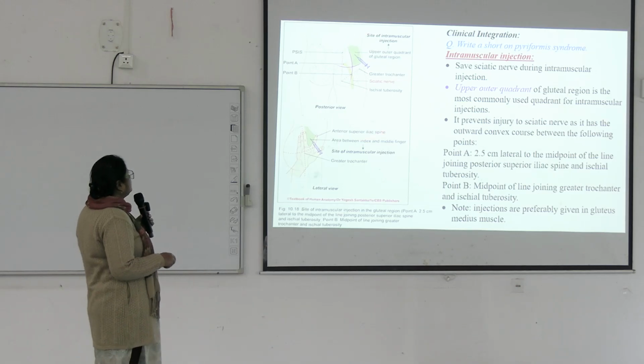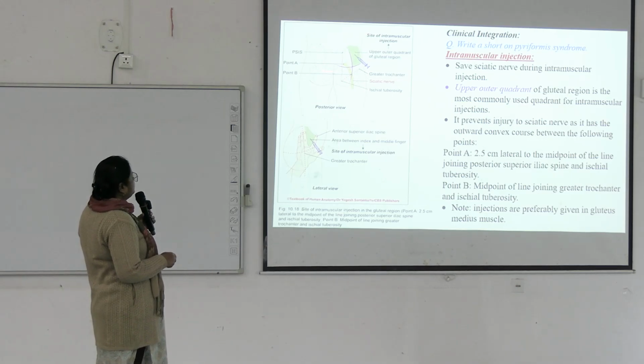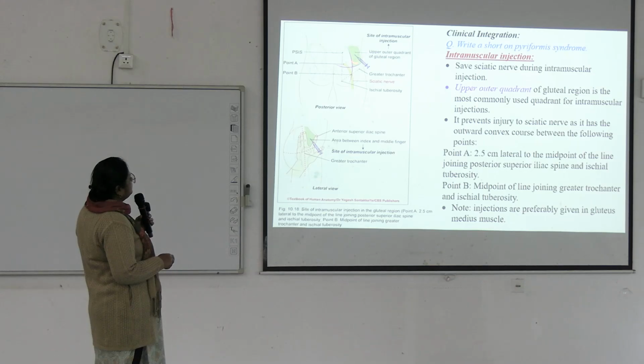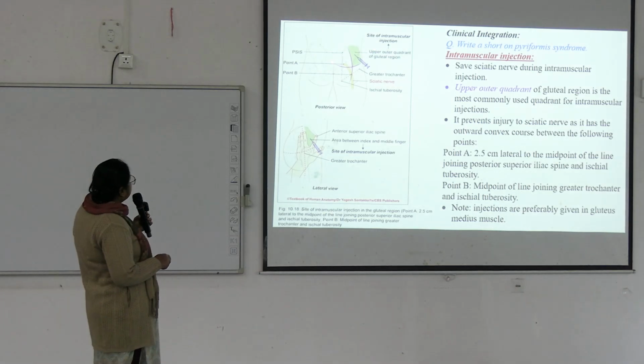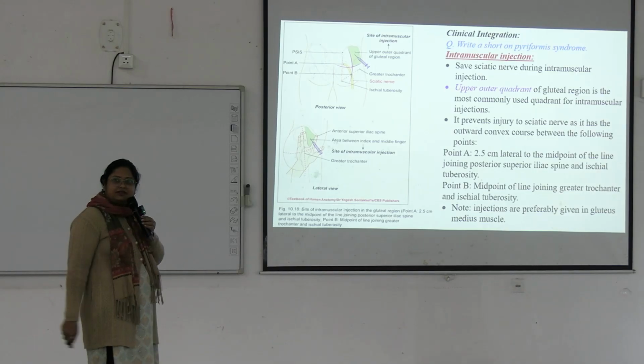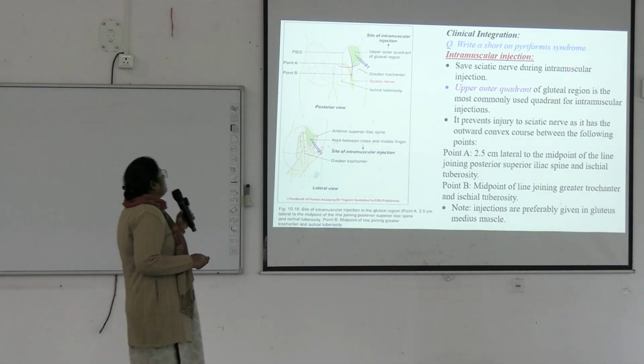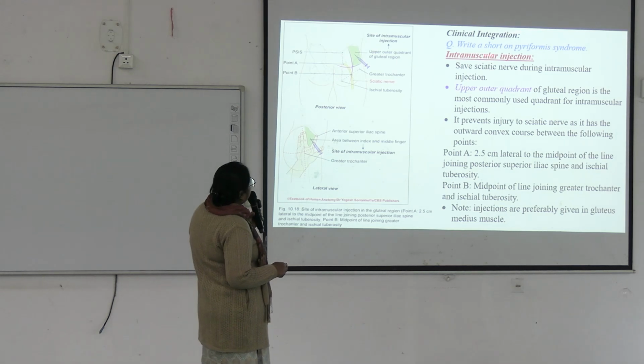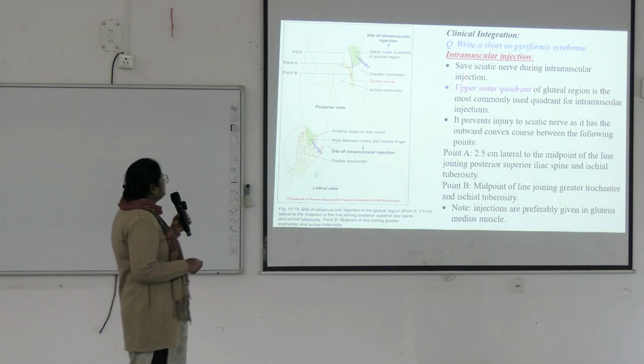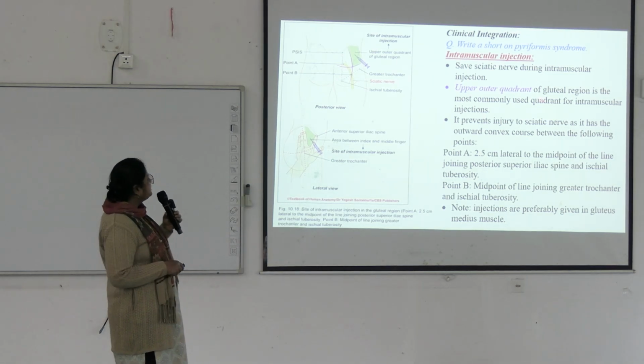So this is the gluteal region. We are dividing it with these two lines into 4 quadrants. So you should give the injection in the upper outer quadrant because the nerve is not crossing this quadrant. In the rest of the 3 quadrants, you can see the nerve is passing through. Why? What is piriformis syndrome, and it is related to this intramuscular injection.